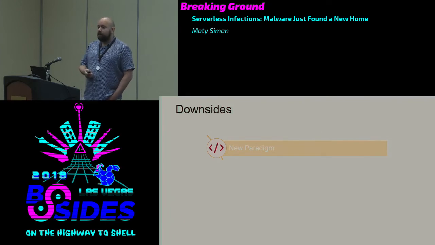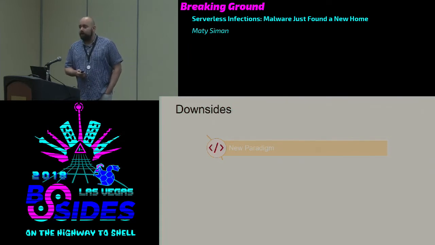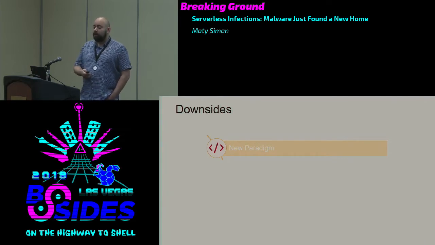One of the big downsides is it's a new paradigm. It starts from developers that need to actually learn how to code differently. It goes through the designers and architects that need to actually think about new ways, new structures of using their code, and organizations that sometimes, let's say, have problems adopting new ways.